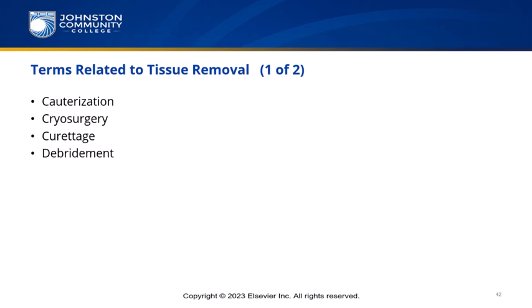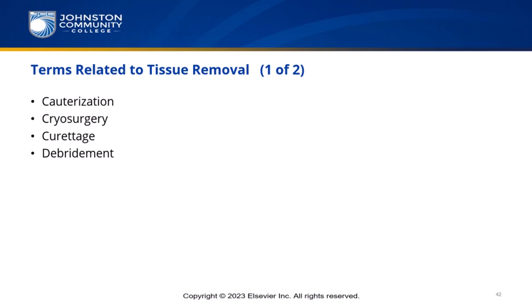Terms related to tissue removal. Cauterization is the burning of tissue in order to destroy it. Remember, cauteri or cautero means burn. Cryosurgery is the use of extreme cold. Cryo means extreme cold and is used to destroy lesions. Curettage is the scraping of material from the wall of a cavity to obtain tissue for a microscopic examination. The instrument used is called a curette.